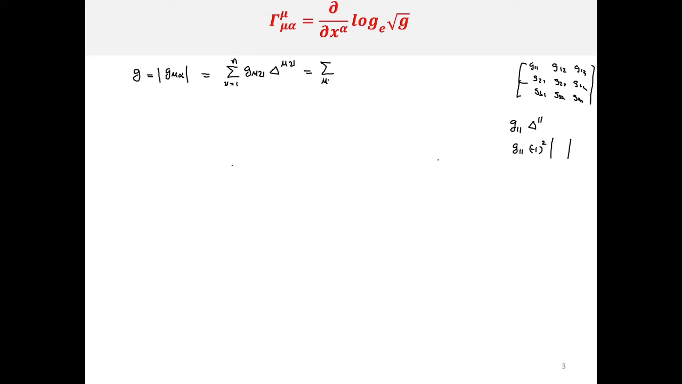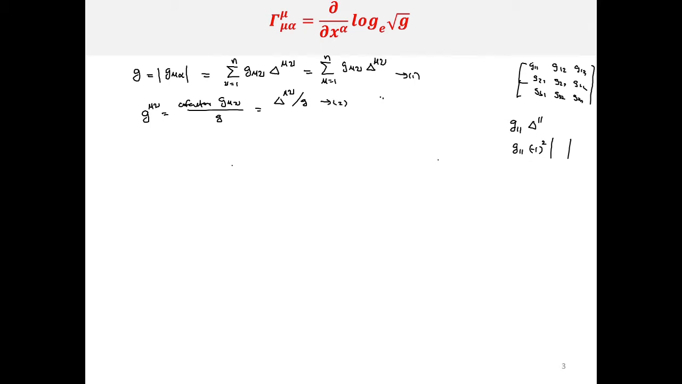Then you can vary the value of mu from 1 to n, g mu nu, delta mu nu. So here delta mu nu is the cofactor of this particular element. Now the conjugate matrix g^mu nu is defined as the cofactor of g mu nu divided by the determinant value g. So if you represent the cofactor as delta, then you can write it as delta mu nu divided by g. So let it be equation number 1 and let it be equation number 2.